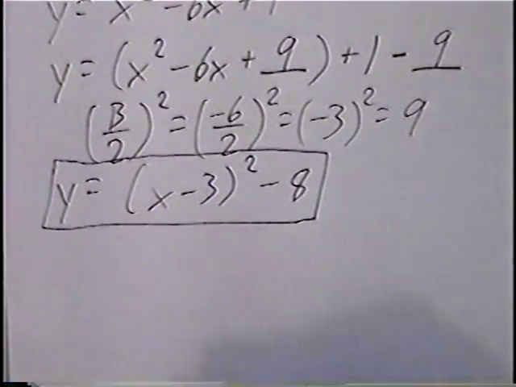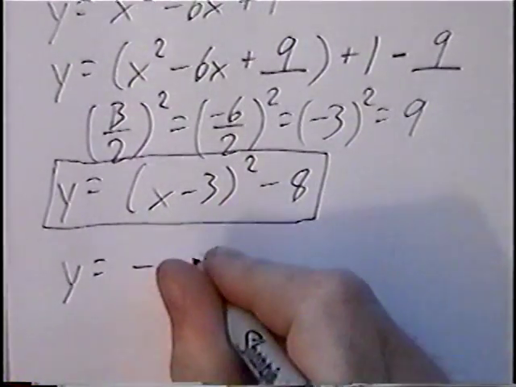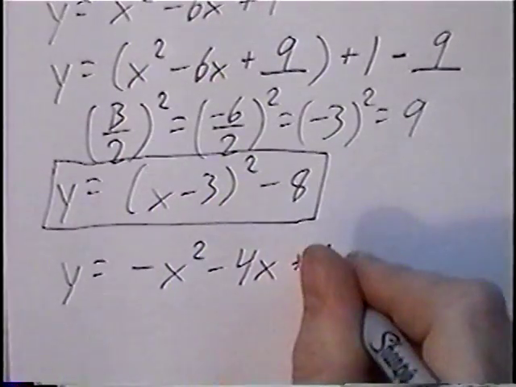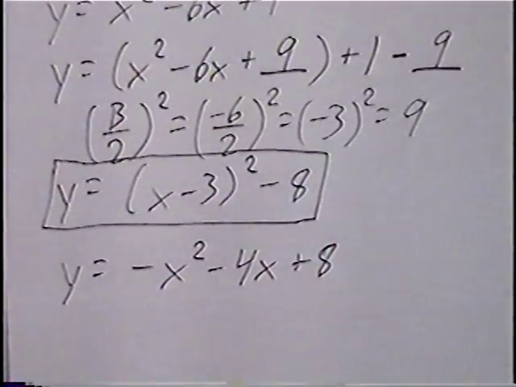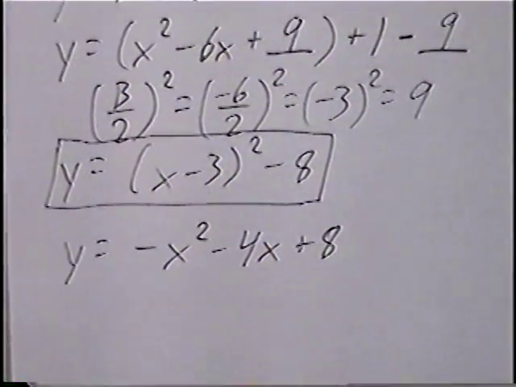Second equation and last equation for the section, y equals negative x squared minus 4x plus 8. Again, we'll take this equation and rewrite it in vertex form.